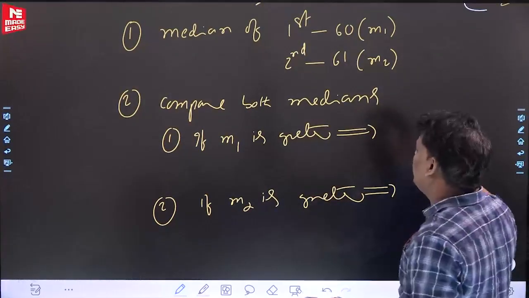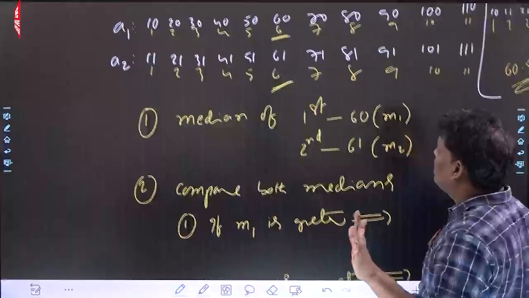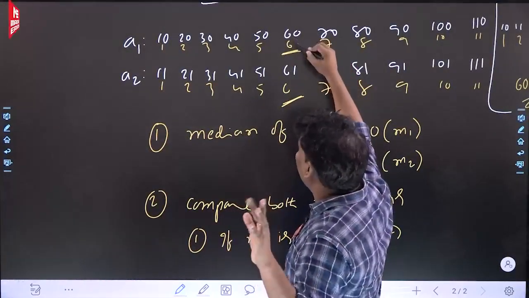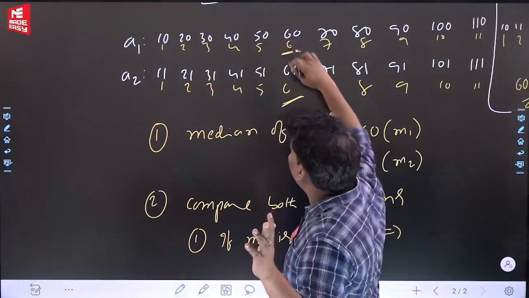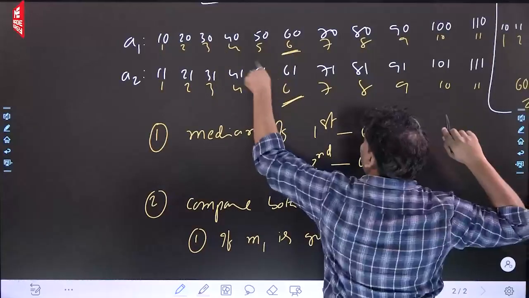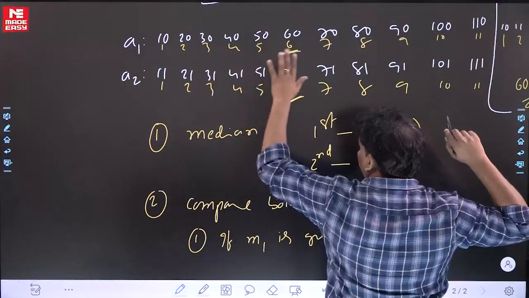Can you help me? Assume that M1 is greater. Comparing M1 and M2, if M1 is greater, who is greater in this problem? Please check. Comparing M1 and M2, here who is greater?